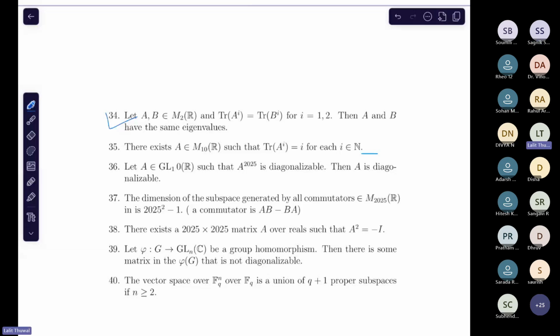Sir, I've done it like this: if the eigenvalues of A are lambda1, lambda2 and the eigenvalues of B are mu1, mu2, then lambda1 plus lambda2 equals mu1 plus mu2. That is the first equation, and the second equation is lambda1 squared plus lambda2 squared. No, I'm not asking this one. I'm asking this one. Why does this not exist? A lot of you take that this does not exist. Let me know why this does not exist.